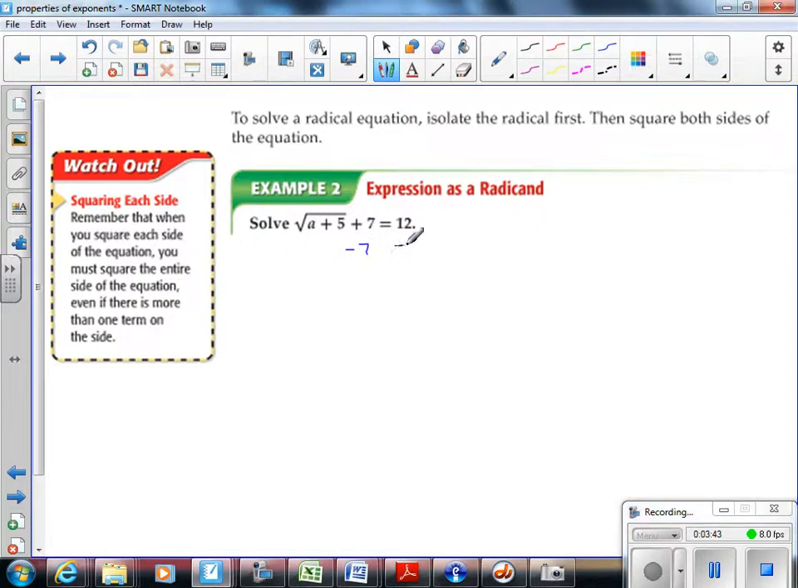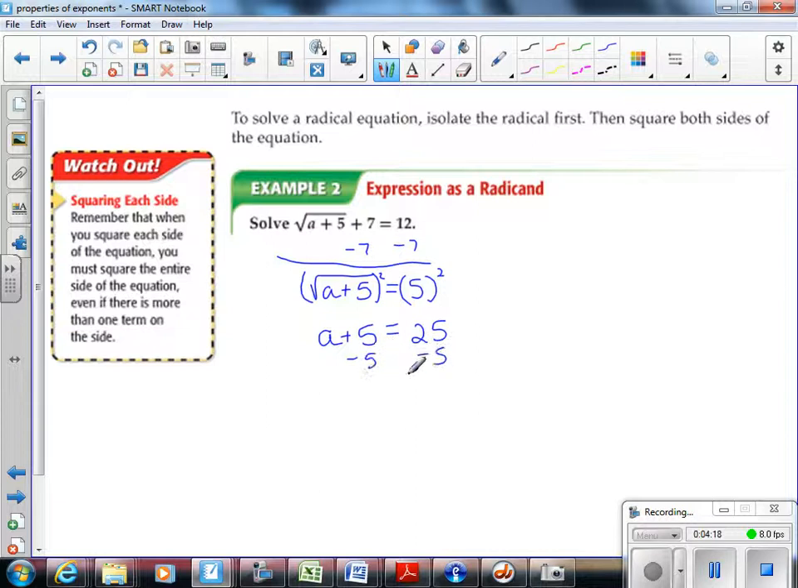Okay, I'm going to subtract 7 from both sides. Good. And I get the square root of a plus 5 is equal to 5. Okay, what's the next step? I do have my radical isolated on one side, so now I can square both sides. When I do that, what happens over here? Good, it just sets it free. a plus 5 equals, and what is 5 squared? 25. Then I subtract 5, and I get a equals 20.